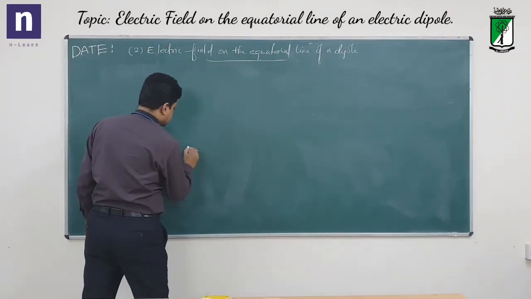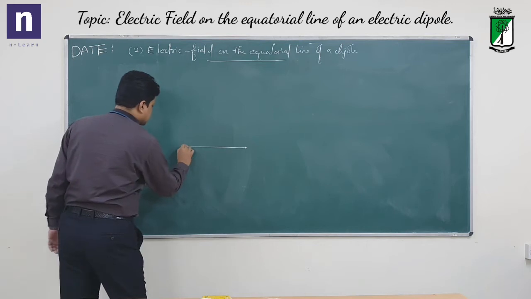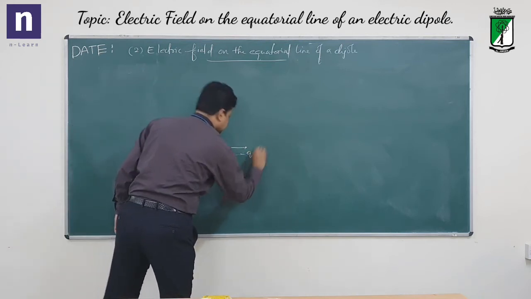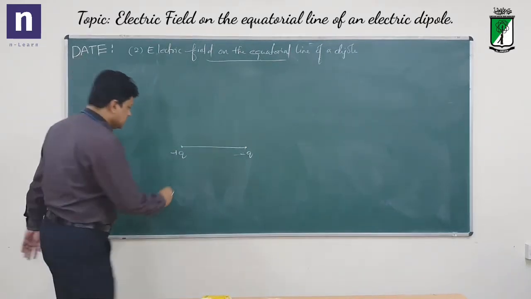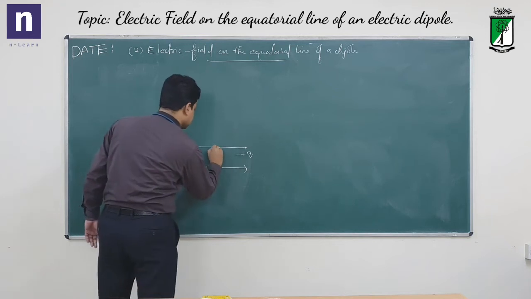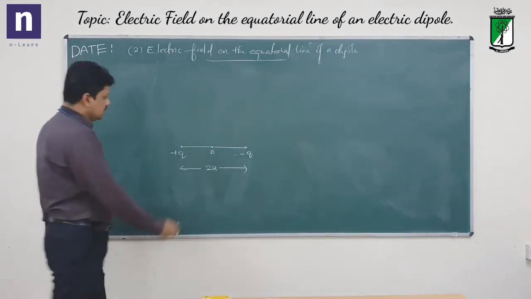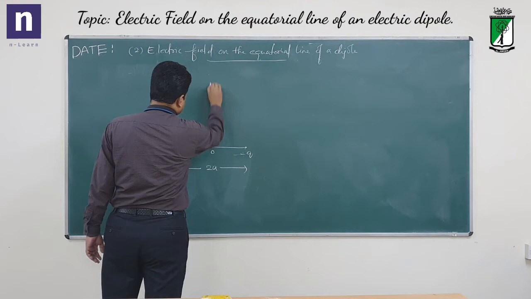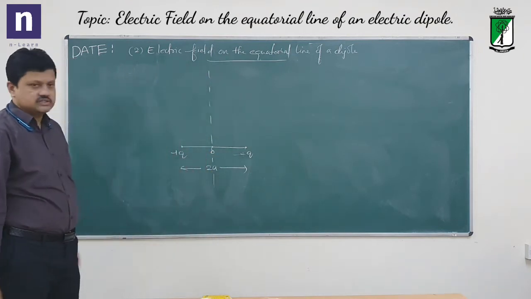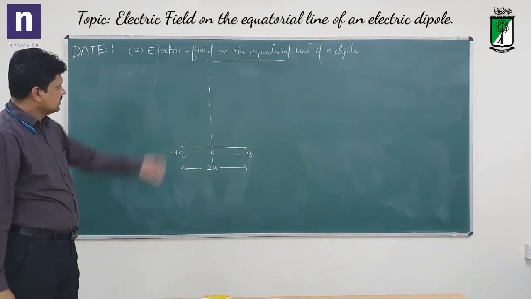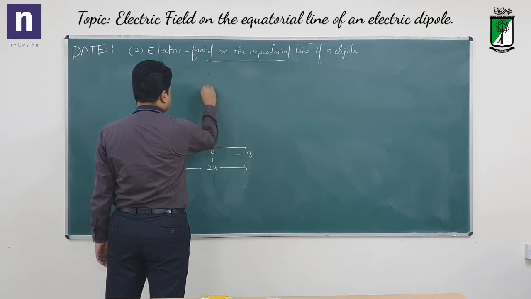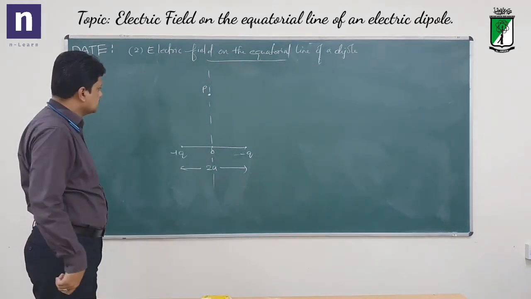So let me take an electric dipole, which is just a combination of equal and opposite charges, plus q and minus q, separated by a very small distance, say 2a. Center of the dipole, say O. Now where is the equatorial line? It is the line passing through the center perpendicular to the axis. So this is an equatorial line. Let me consider some point P where I want to find the electric field.